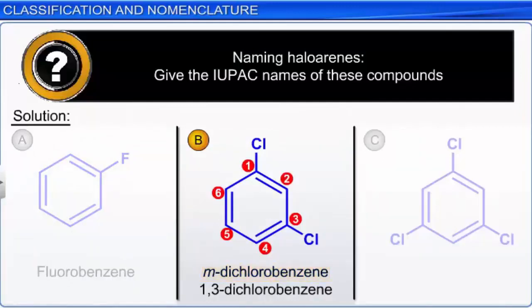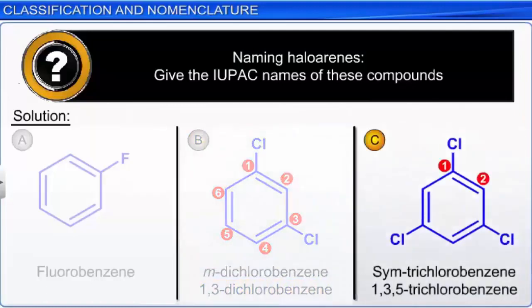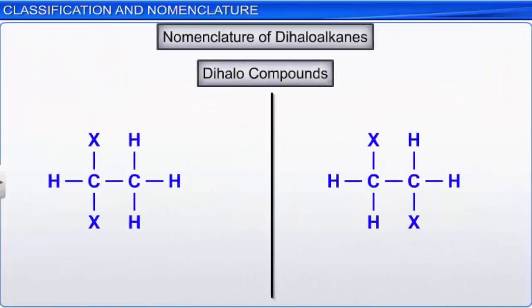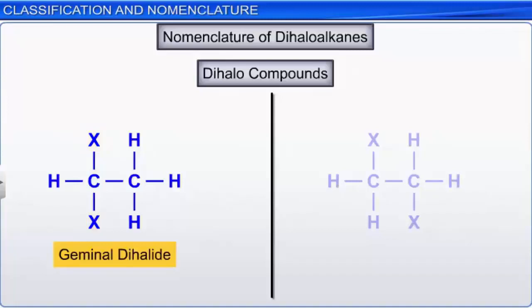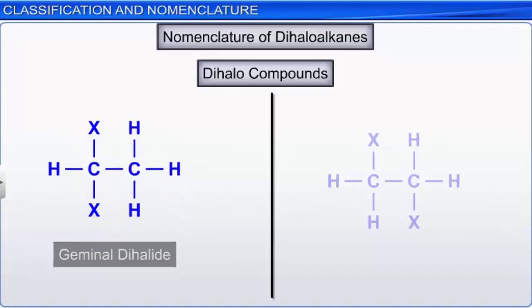Dihalogenated compounds with the same type of halogen atoms can be classified based on whether the halogen atoms are on the same or adjacent carbons. If the 2 halogen atoms are bonded to the same carbon atom, then it is called a geminal dihalide. Geminal dihalides in the common system are named alkylidene halides. In the IUPAC system, they are named 1,1-dihaloalkanes. Thus, the molecule shown here can be called ethylidene chloride. Its IUPAC name is 1,1-dichloroethane.